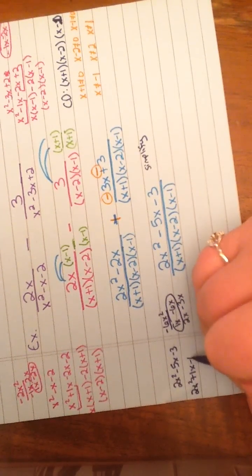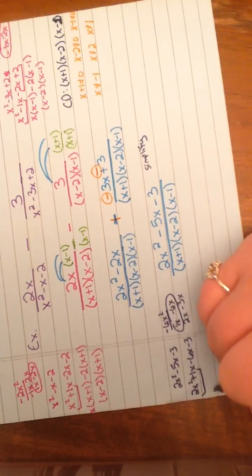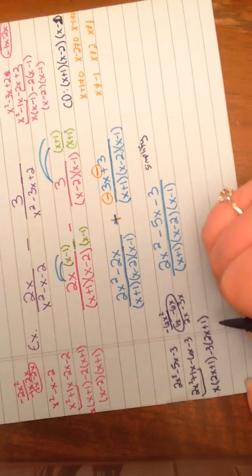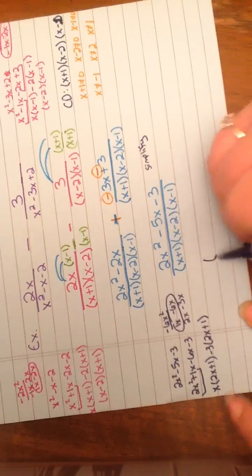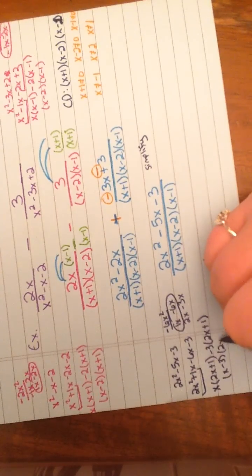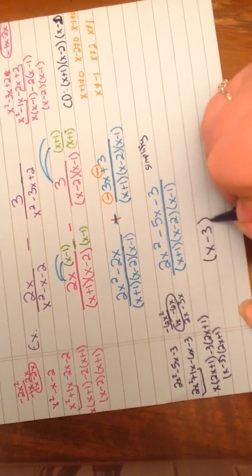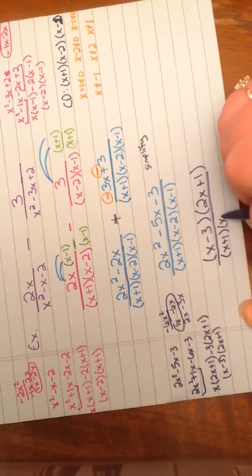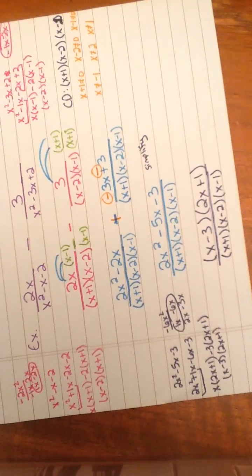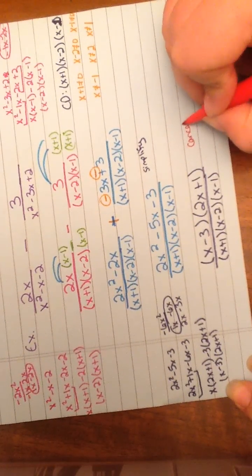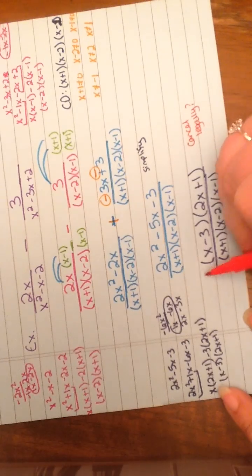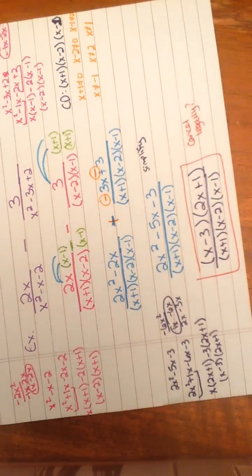2x squared plus 1x minus 6x minus 3, group, x, 2x plus 1, negative 3, 2x plus 1, right? Okay, so then this simplifies to be x minus 3 and 2x plus 1 divided by x plus 1, x minus 2, and x minus 1. Okay, and our last step is to see if anything will cancel legally. I don't see anything that will cancel because this is a 2x plus 1 and that's just an x plus 1. So nothing will cancel. So that is our final answer.